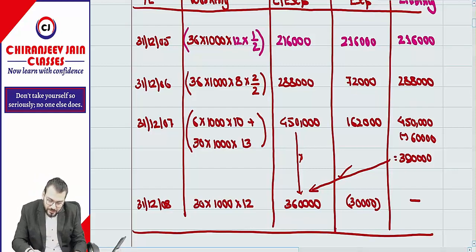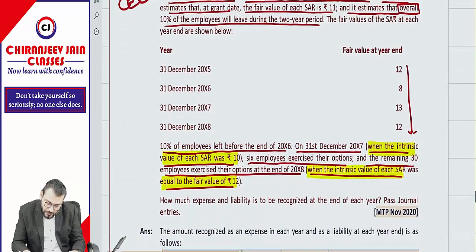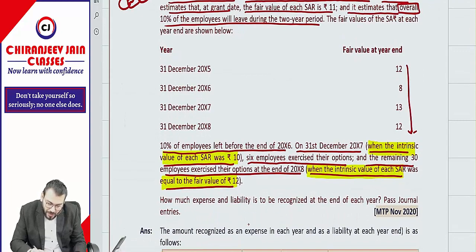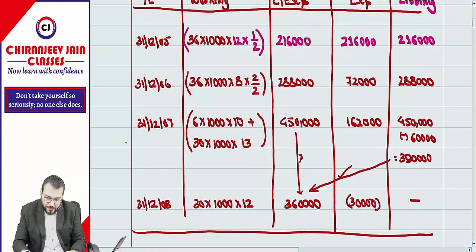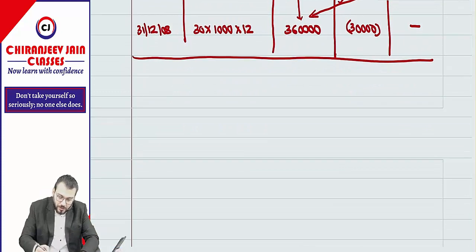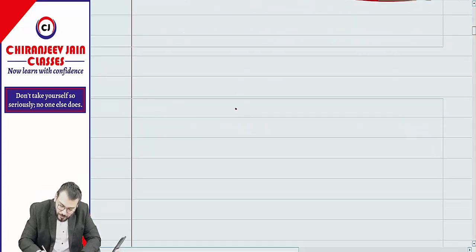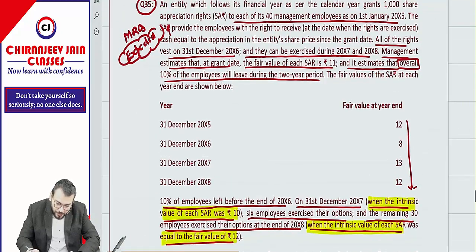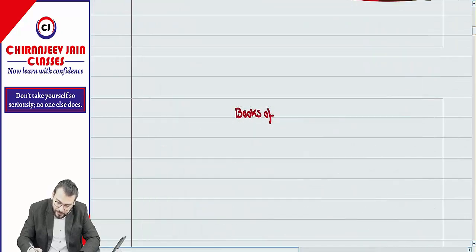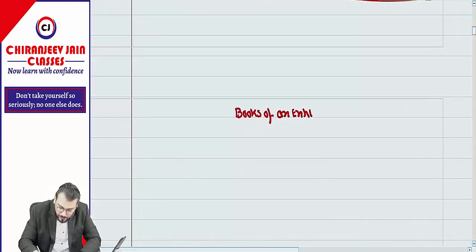Correct. What they have asked, let's see. How much expense and liability, pass the journal entry? Can we do the journal entry? Chalo, we will do the journal entry. So books of which company? Books of, they have not given. Books of an entity, journal. Can we start?